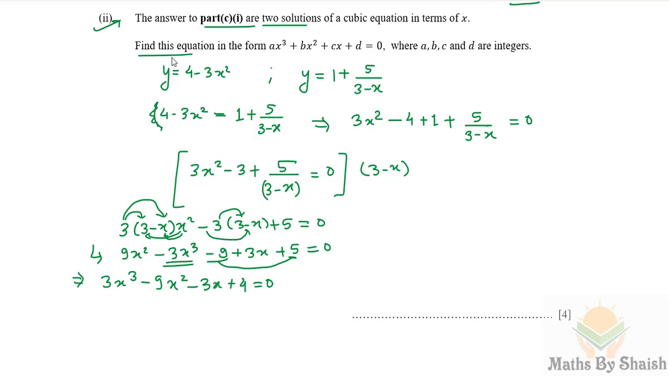We can see, find the equation. The question was to find this equation in this form. So we have now 3x cube minus 9x square minus 3x plus 4 equals 0. And here a is 3, b is minus 9, c is minus 3, and d is 4.